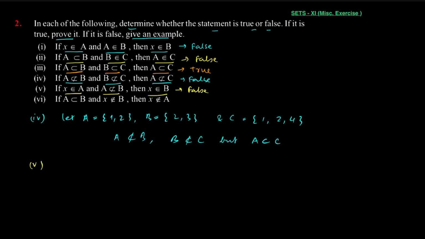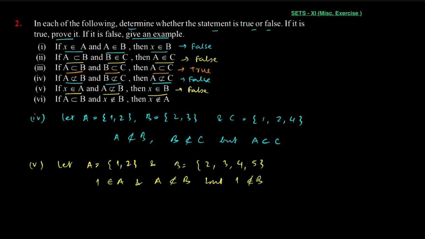Now let us take an example. Suppose we are given a set A again with elements 1 and 2, and set B with elements 2, 3, 4 and 5. So here one can observe that 1 belongs to A and A is not a subset of set B, but 1 does not belong to set B. So this statement is false.